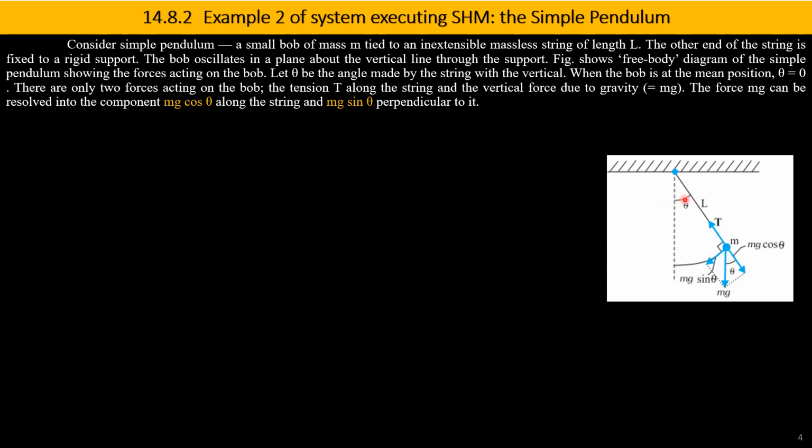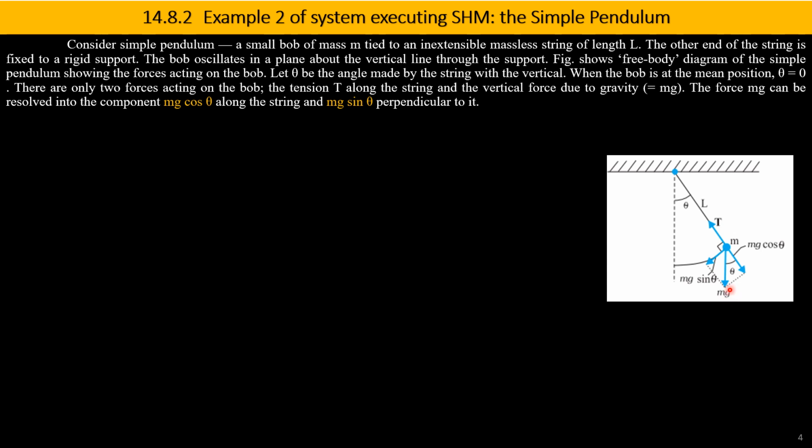Let theta be the angle made by the string with the vertical. When the bob is at the mean position, that is at the center, theta equals 0. There are only two forces acting on the bob: the tension T, which is along the length of the string, and the vertical force due to mass, mg, acting downward, where m is the mass and g is the acceleration due to gravity.